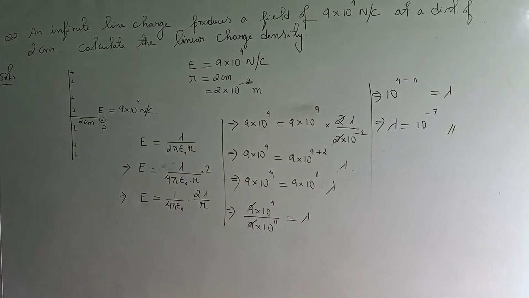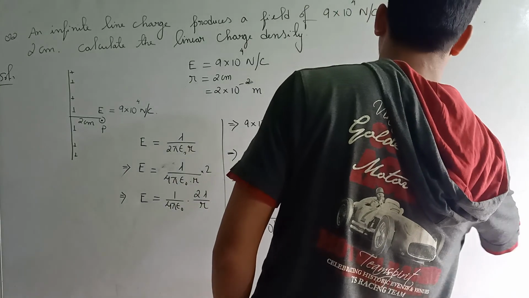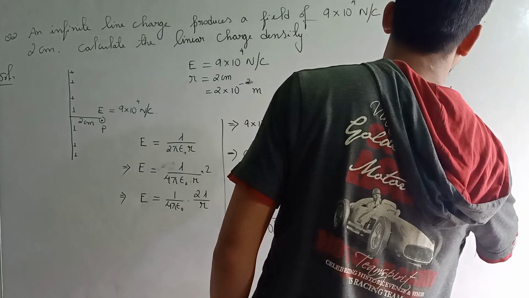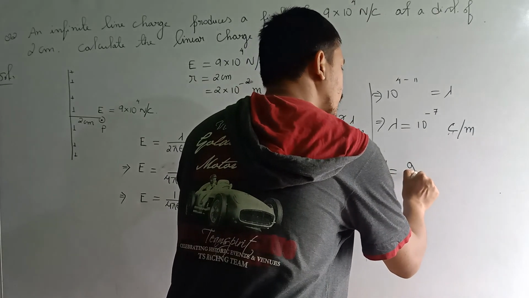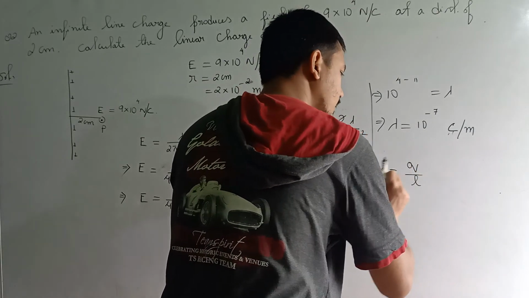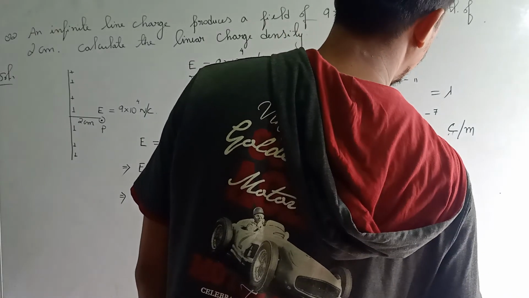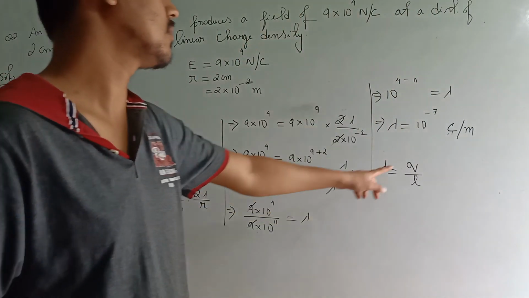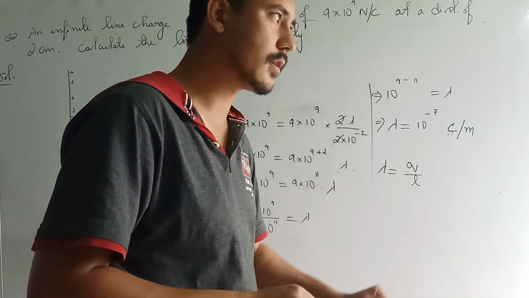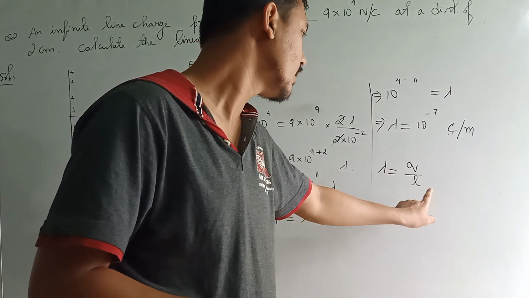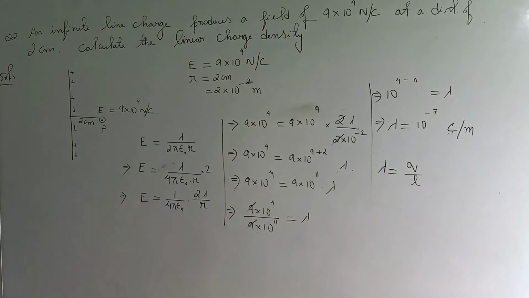And for linear charge density, the unit will be coulomb per meter, because linear charge density is defined as charge per unit length. Is it okay? Q is coulomb, L means meter, so coulomb per meter. Unit of charge is coulomb, unit of length is meter. So coulomb per meter. Is it alright? Okay.